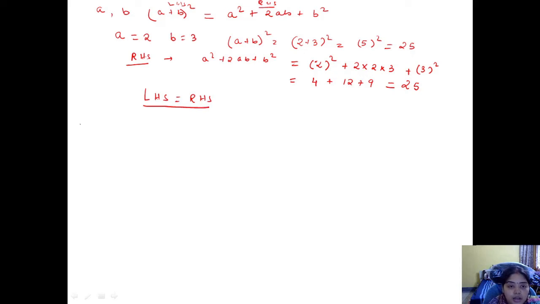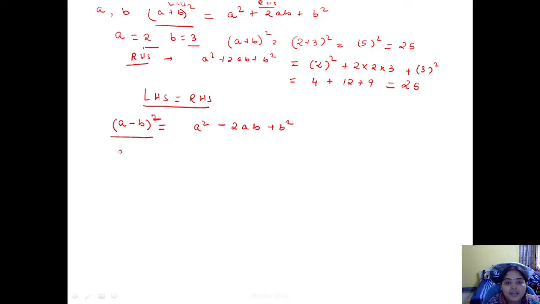Similarly, we have another formula, which is a very basic formula for algebra, that is A minus B whole square. Now we know about A plus B whole square. So A minus B whole square is A square minus 2AB plus B square. Now we can also solve this using these two values, but we won't be doing that. We will be using the formula for A plus B whole square to prove this equation.